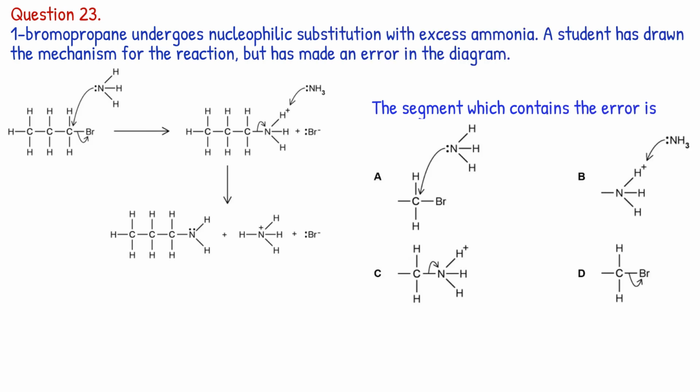Question 23. 1-bromopropane undergoes nucleophilic substitution with excess ammonia. A student has drawn the mechanism for the reaction, but has made an error in the diagram. The segment which contains the error is... The correct answer is C.